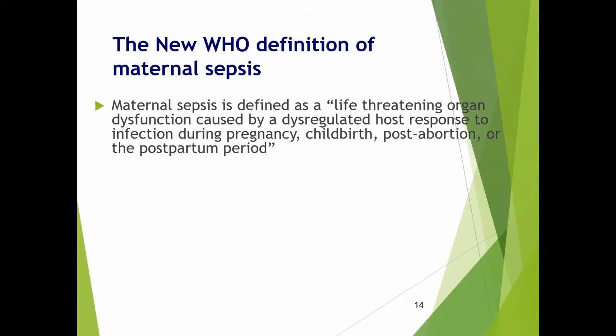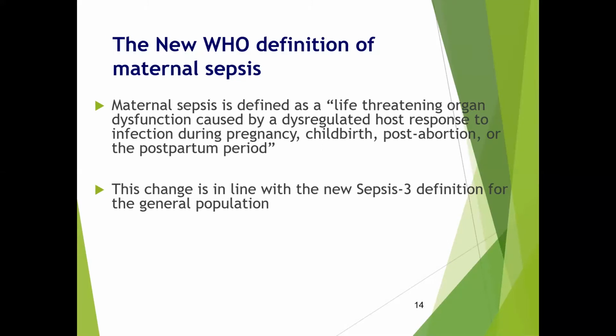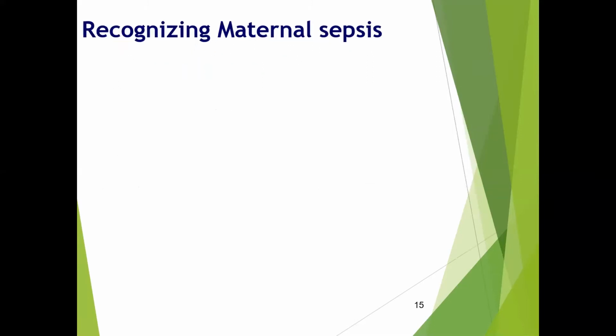This change was in line with the new Sepsis-3 definition for the general population. Before the Sepsis-3 definition, the definition was also looking at SIRS, severe sepsis, septic shock, and all that. It was decided, let's move away from all those and stick to this new definition of maternal sepsis. As I said, Sepsis-3 was for the general population, and we extrapolated our maternal sepsis definition from there. And how are we going to recognize maternal sepsis?